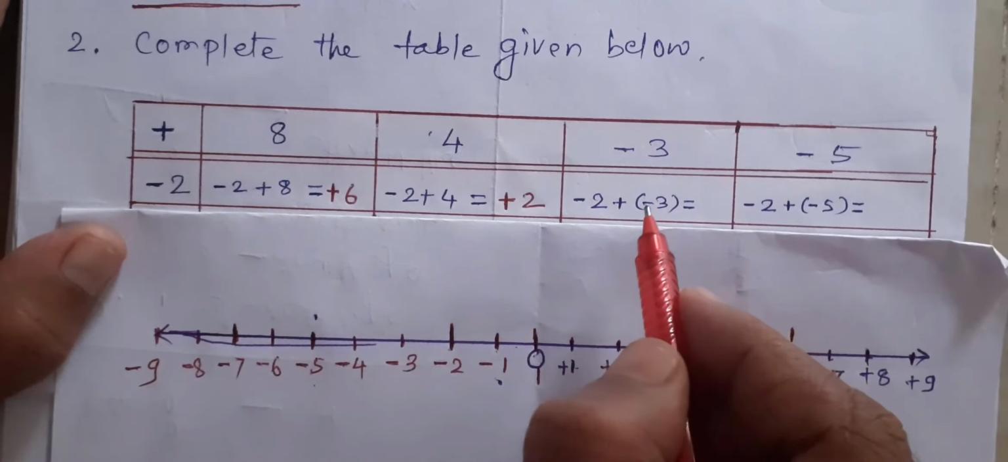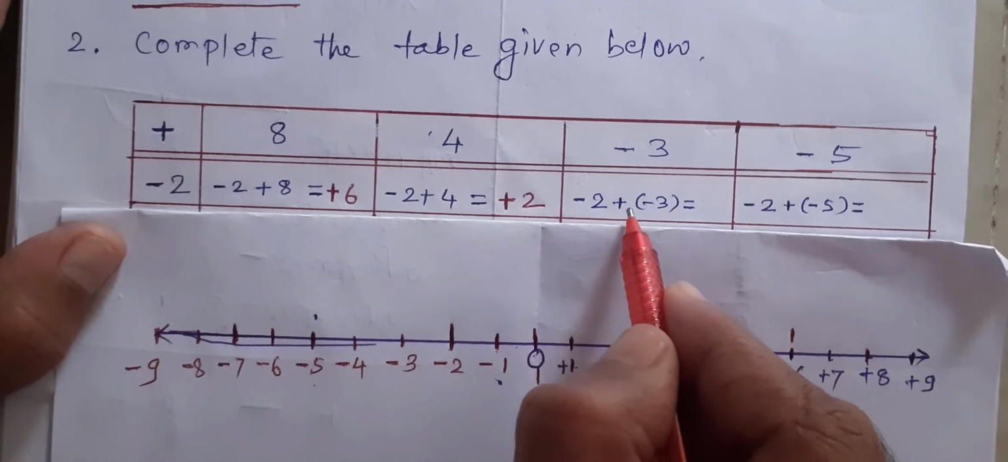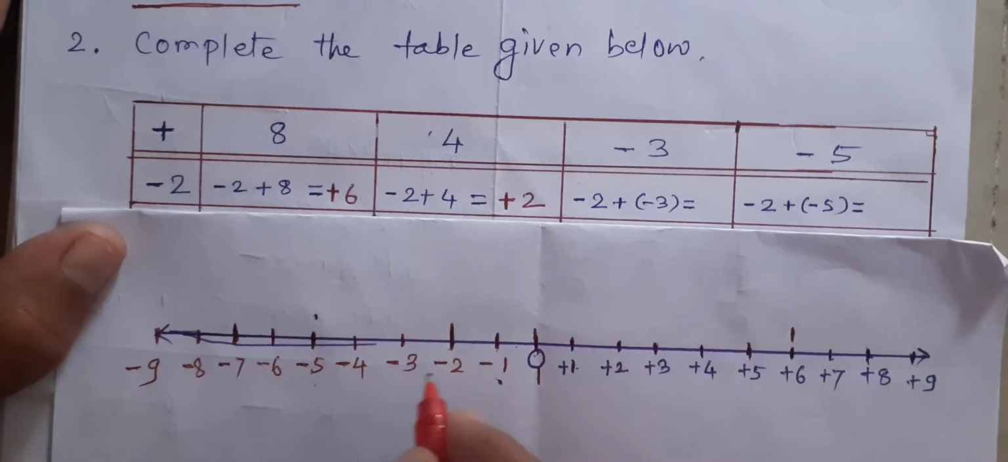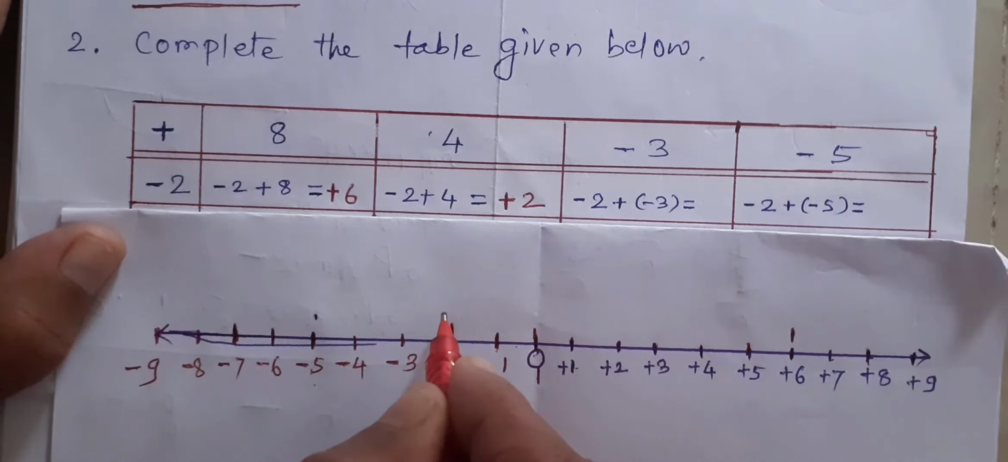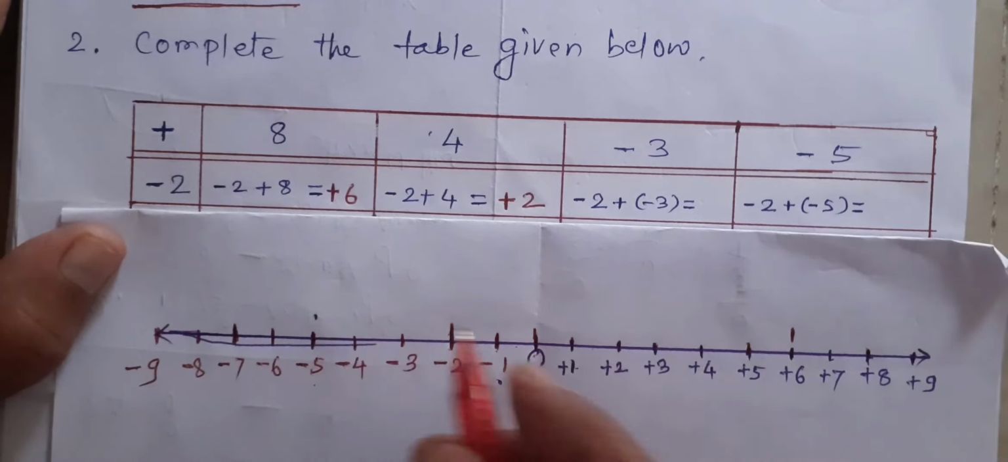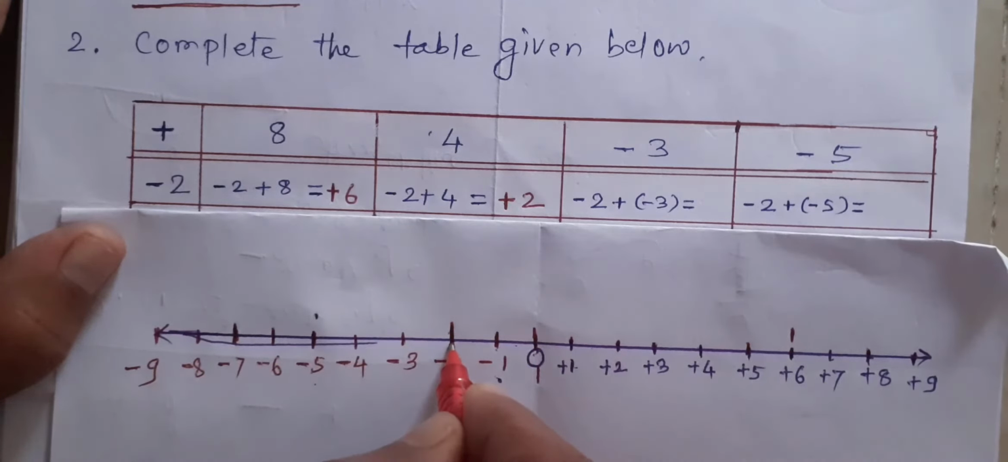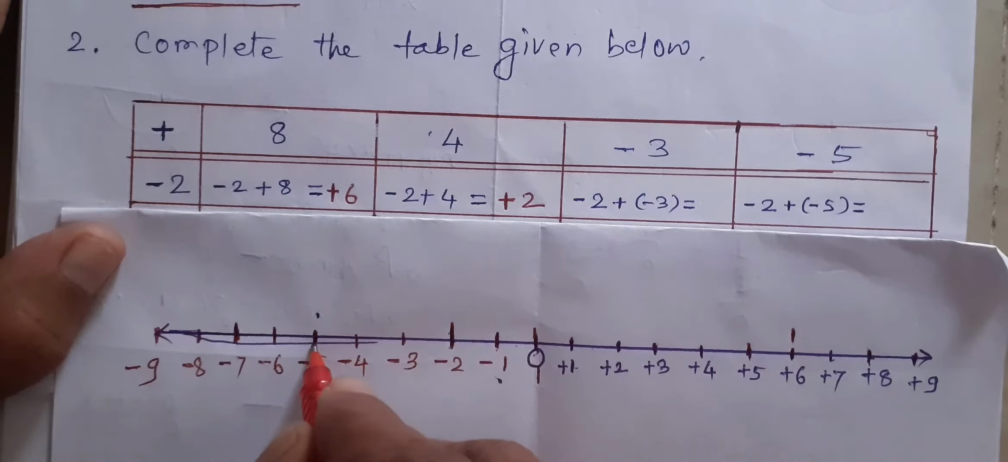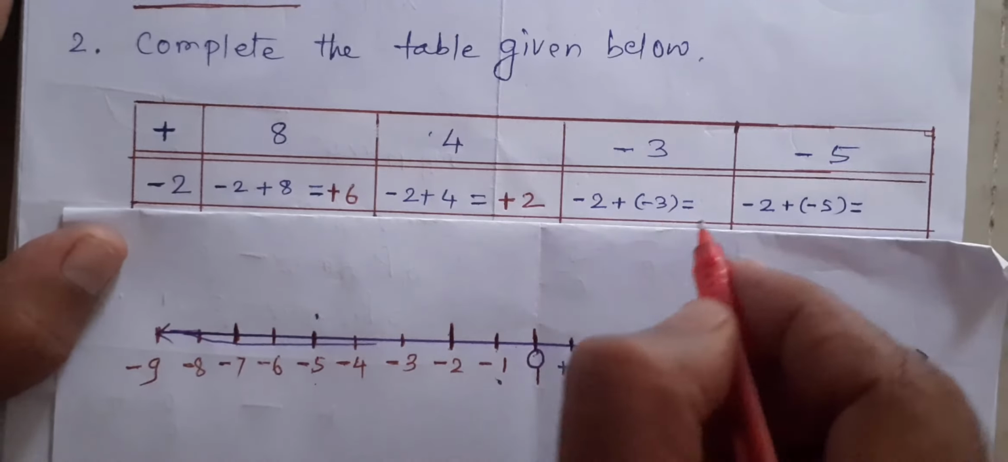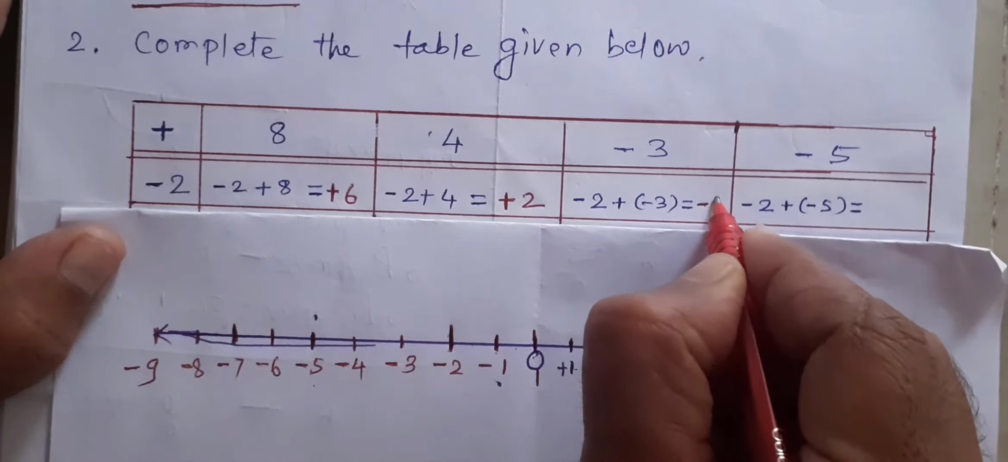Then third, minus 2 plus minus 3. I am here at minus 2 and I have to add again minus 3. That means I have to move to the left hand side 3 places. So I am moving from this minus 2, 3 places, that is 1, 2 and 3. What is the answer? Minus 2 plus minus 3 is minus 5.